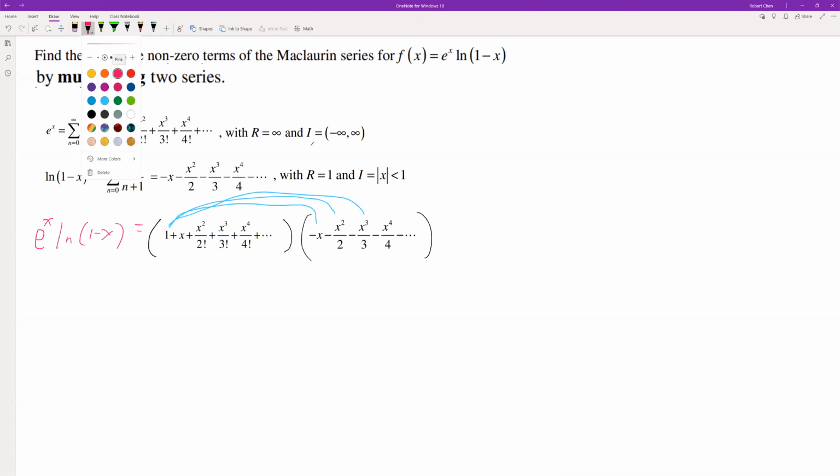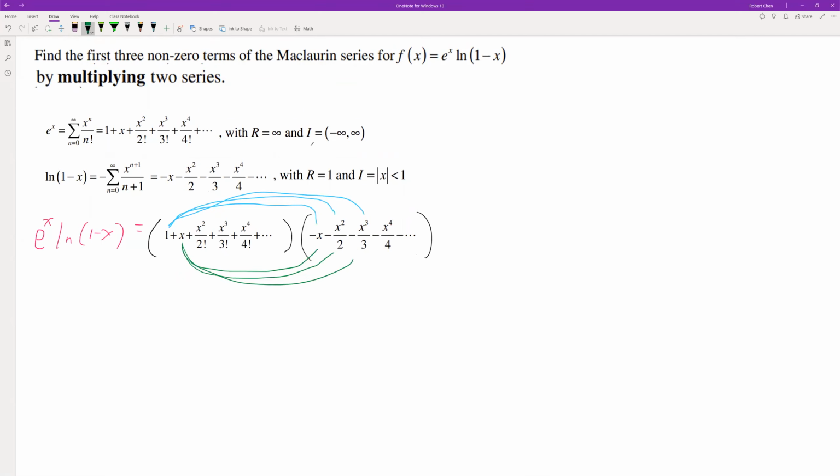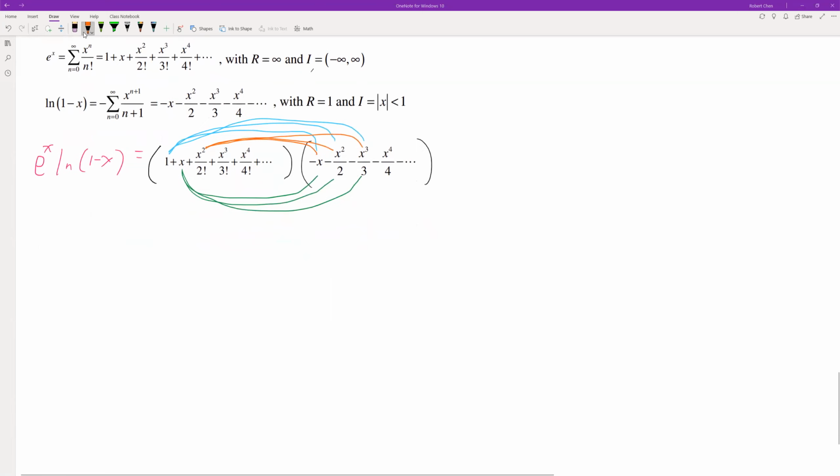And the second one, let's do green. x times negative x, times negative x squared over 2, times negative x cubed over 3. And last but not least, you have x squared multiplied by that, x squared multiplied by that, x squared multiplied by that. I'm going to write them out vertically and see what we have. Okay, so in blue, we have negative x minus x squared over 2 minus x cubed over 3.